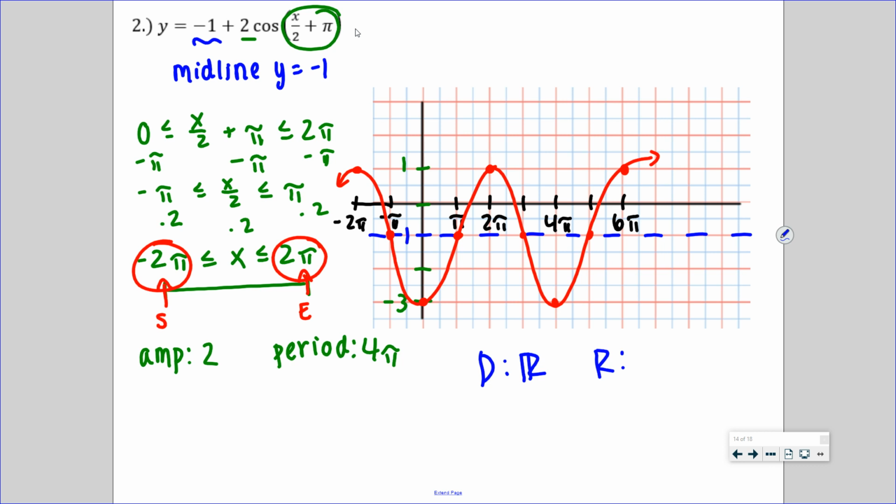Domain is all reals. My range is what, folks? I know what I did wrong. Negative 3 to 1.